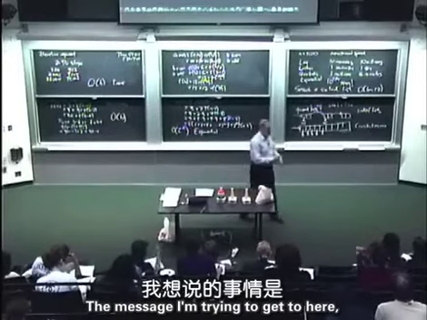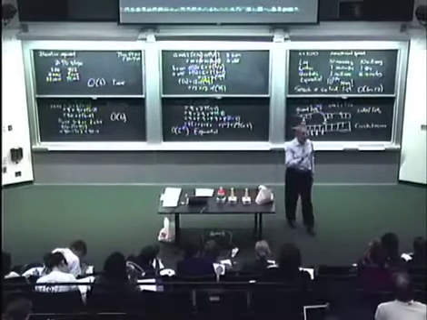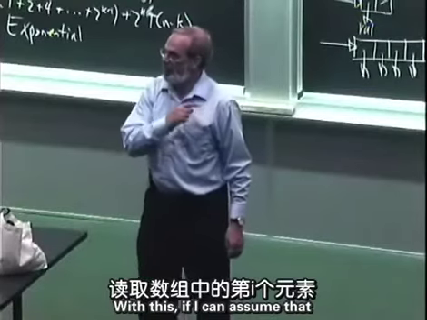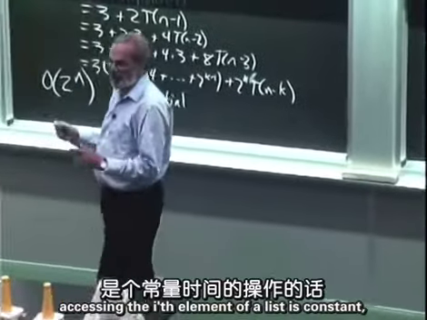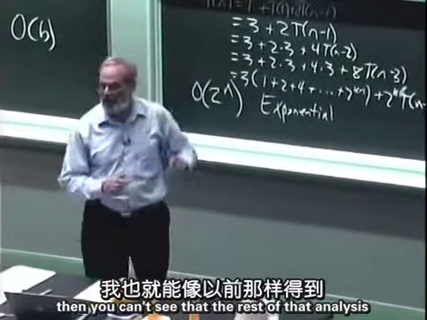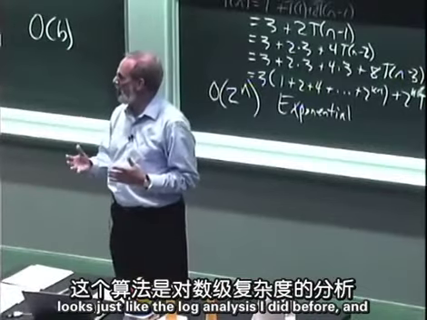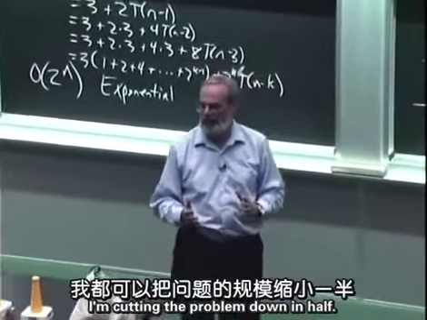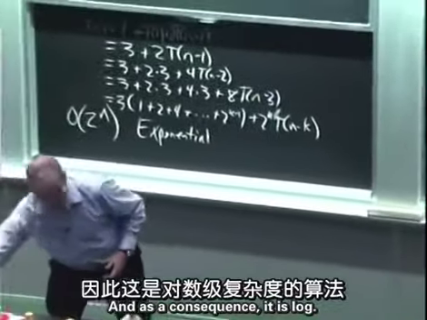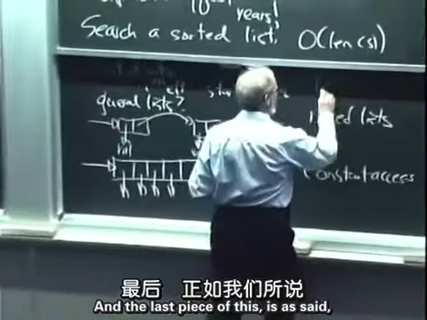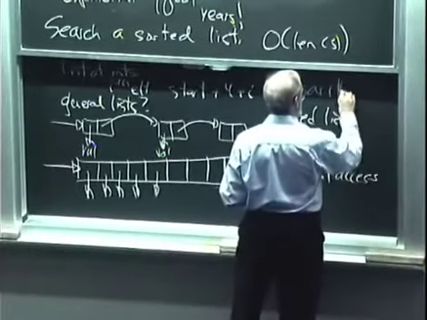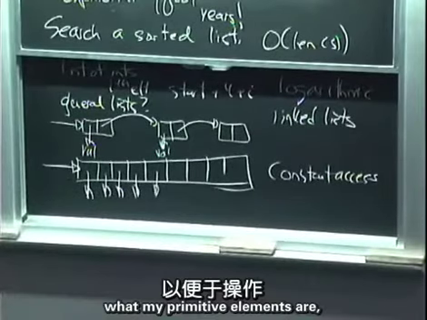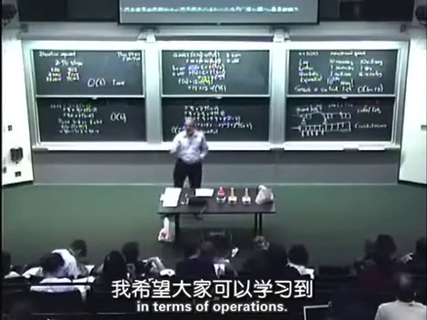Now, to my knowledge, most implementations of Python use this way of storing lists, whereas Lisp and Scheme do not. The message I'm trying to get to here, because I'm running you right up against time, is I have to be careful about what's a primitive step. With this, if I can assume that accessing the ith element of a list is constant, then you can see that the rest of that analysis looks just like the log analysis I did before. At each step, no matter which branch I'm taking, I'm cutting the problem down in half. And as a consequence, it is log. But the last piece of this, as I said, I have to make sure I know what my primitive elements are in terms of operations.